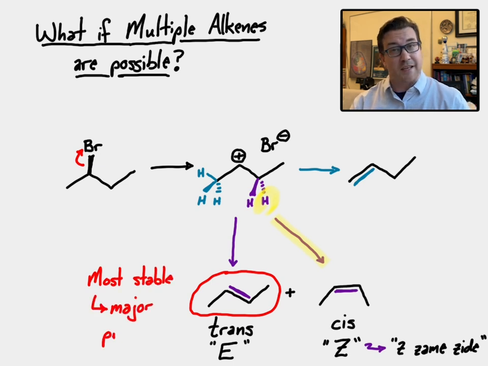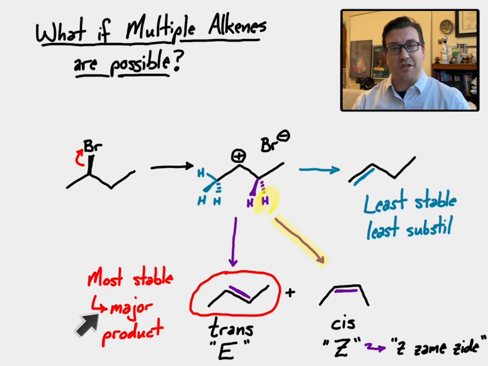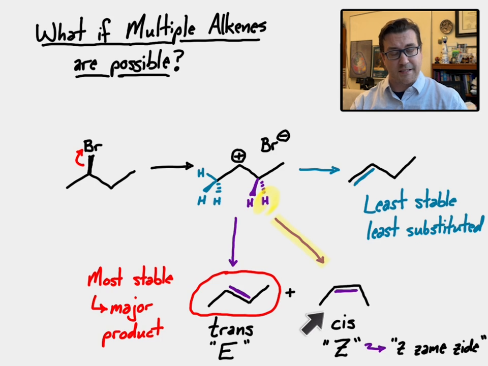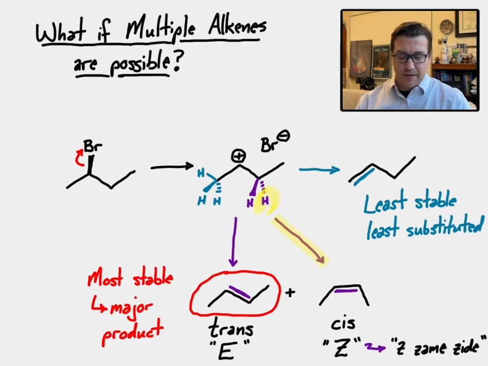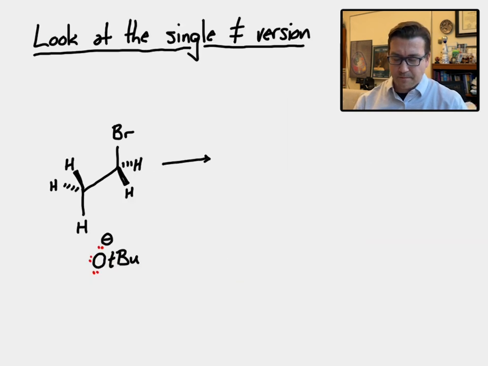A trans alkene, or in this case the E, is the most stable, or it's the major product, and that is a steric argument when you're comparing the trans versus the cis. The least stable product in this case is the least substituted alkene, and that's a principle that is often referred to as the Zaitsev principle, and you'll hear me talk about that in class as well.